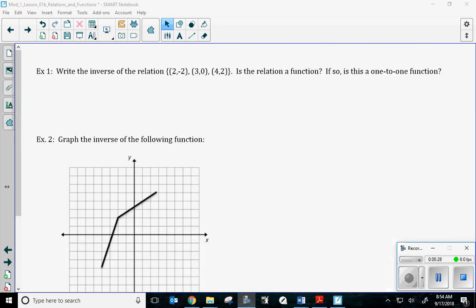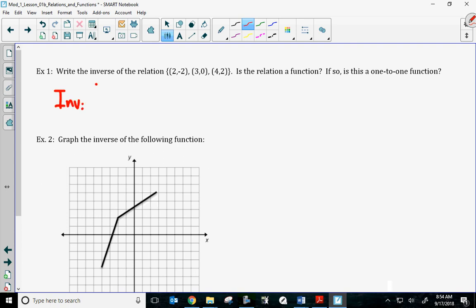Now let's take a look at example number 1. Write the inverse of this relation here. Okay? Is the relation a function? If so, is this a one-to-one function? Okay? So let's start with the easy thing, the inverse. All I'm going to do is literally switch my x and y, right? So it's -2, 2, 0, 3, 2, 4. I have literally switched my x and my y. That's the inverse done. Good job.